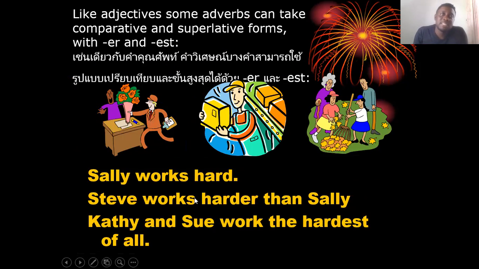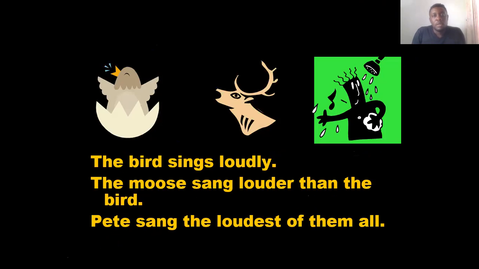Like adjectives, some adverbs take comparative and superlative forms with er and est. Example: Sally works hard. Steve works harder than Sally. Kathy and Sue work the hardest of all. The bird sings loudly. The moose sang louder than the bird. Pete sang the loudest of all of them.